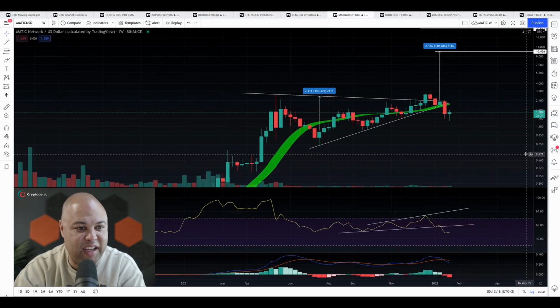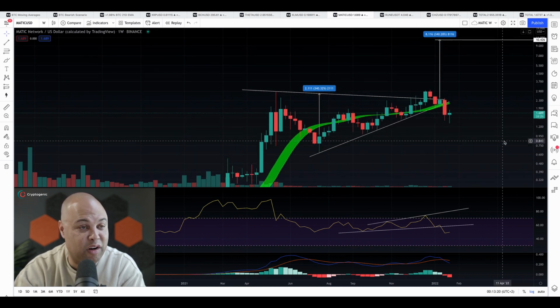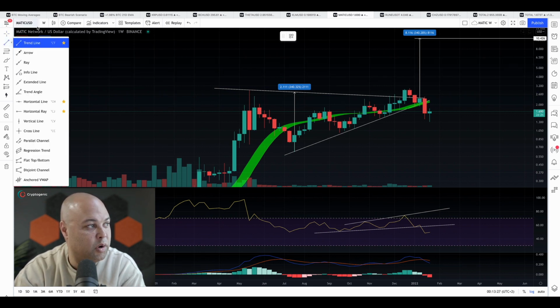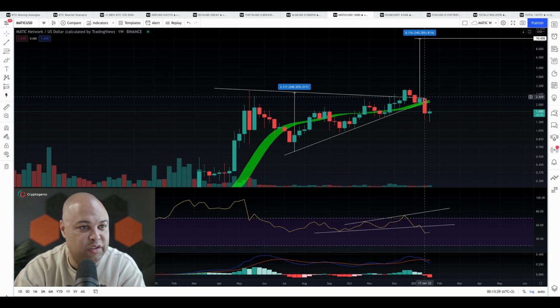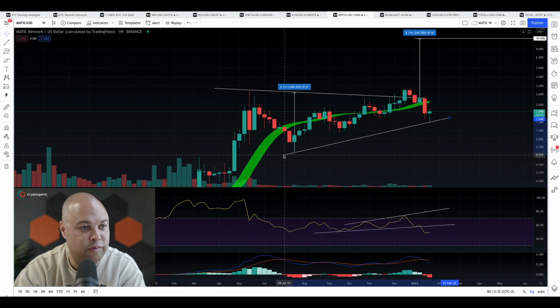MATIC, haven't looked at MATIC for a minute. I would say of all the charts I've looked at so far, of all the altcoin charts that I've looked at, MATIC is the least bearish, and in actuality, what we can do is redraw this line and see that we're still making a strongly higher low.